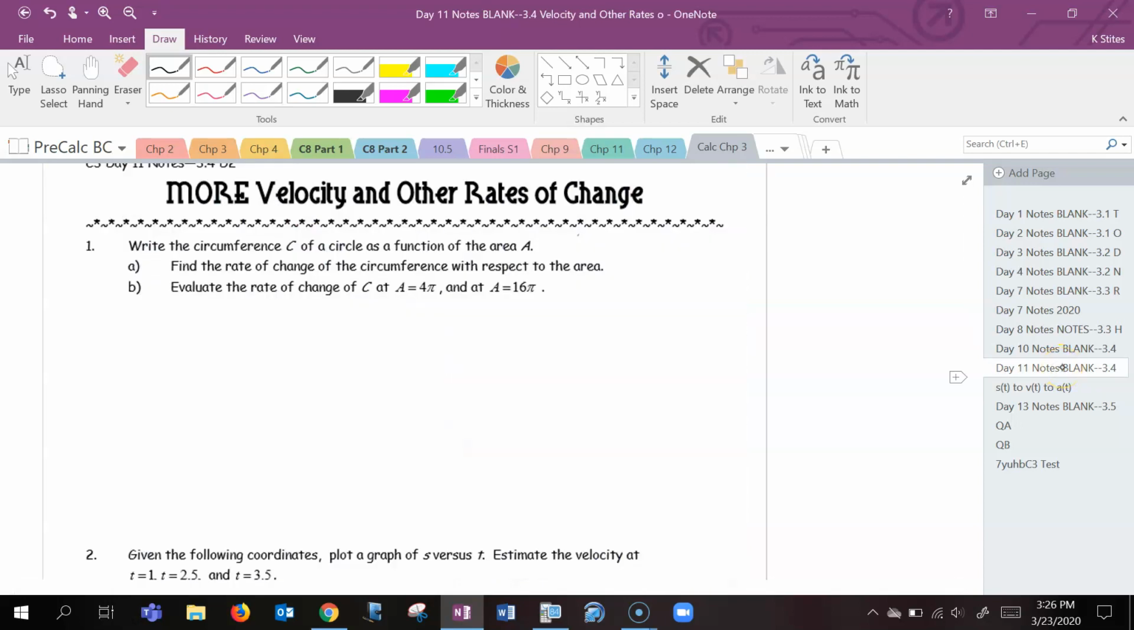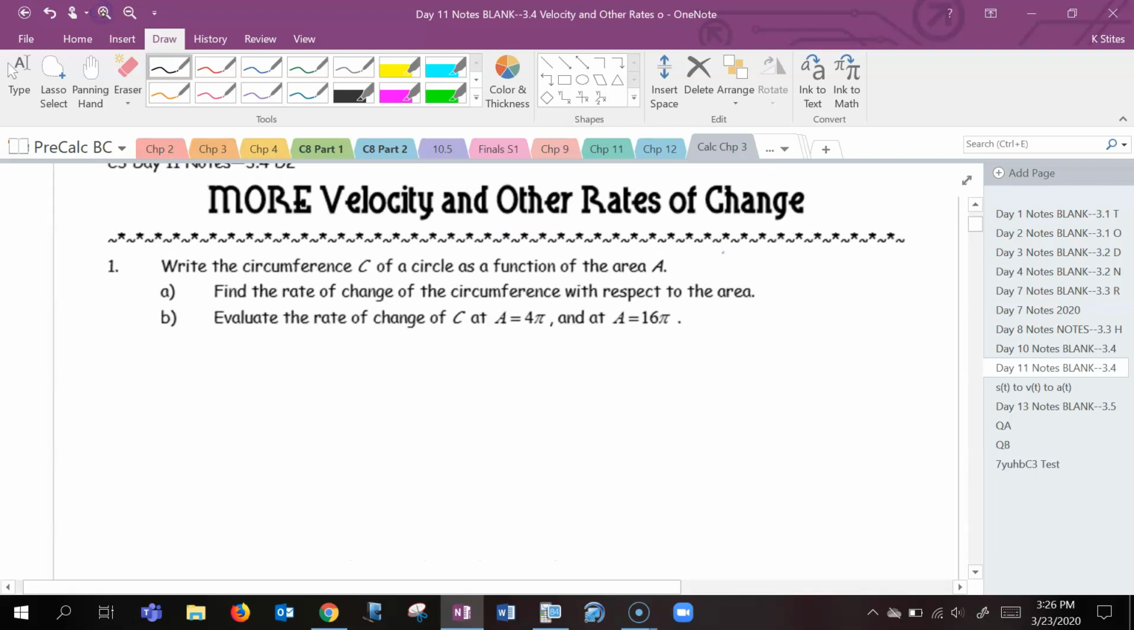So first thing, we're going to write the circumference of a circle as a function of the area. This is something we've done a couple times this year, where we write one equation as a function of another. So you do need to know your formulas for both of these. Circumference is 2 pi r, and area is pi r squared.